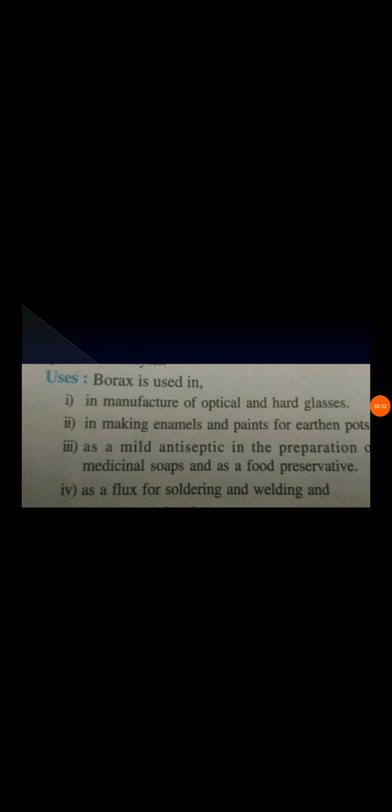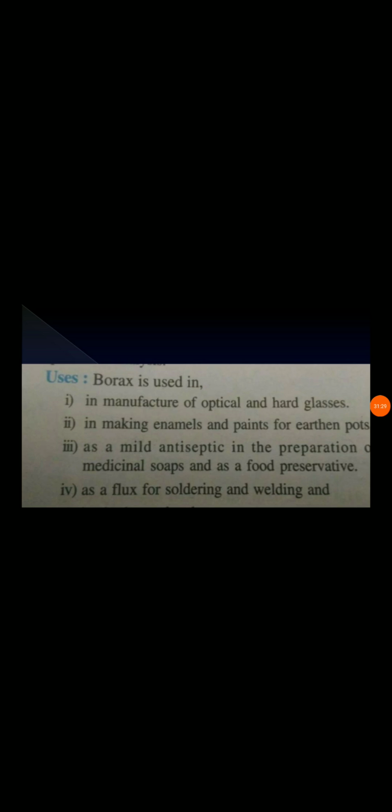So these are the major uses. One is opticals and hard glass manufacturing. Next, enamels and paint for earthen parts. That means from sand onwards they made some parts, and those parts are also coated with enamels in different colors using this borax. Next, medicinal soaps manufacturing, food preservative, and mild antiseptic purposes. And it is also a flux.